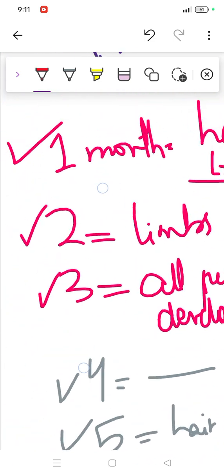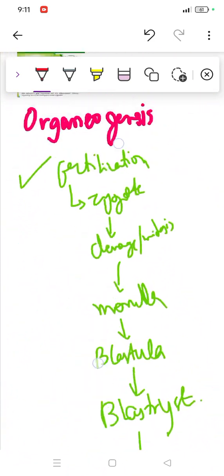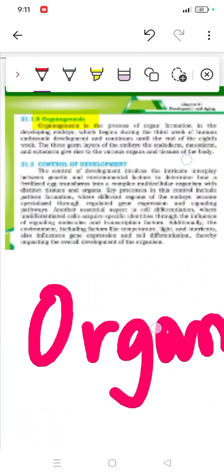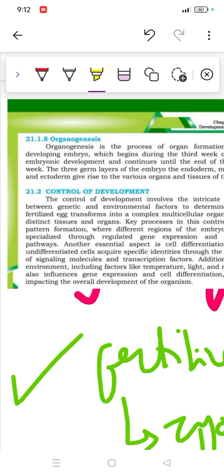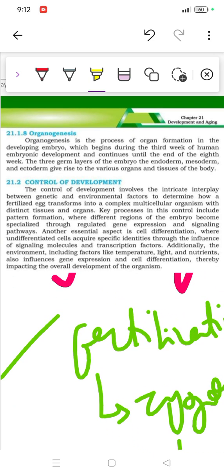But before I end, let's see what's in the picture, in the paragraph to read. The picture got blurred, so let me add the picture again. Here's the definition, which is quite a small topic written here. Organogenesis is the process of organ formation in the developing embryo, which begins during the 3rd week of human embryonic development and continues until the end of the 8th week, which is simply the end of the 2nd month. The three germ layers of the embryo, endoderm, mesoderm and ectoderm, give rise to the various organs. This means through these germ layers we see the formation of all organs and tissues.